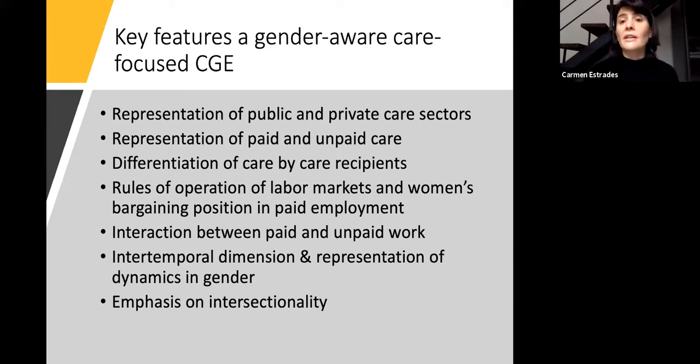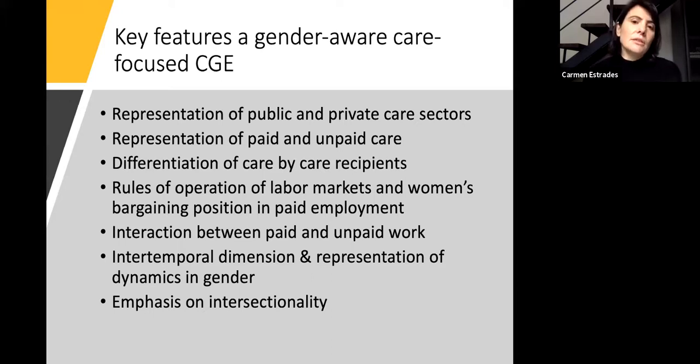Also, a representation of paid and unpaid care services. One thing is the institution that you can send your child to, the schools and the daycare institutions. And another thing is the care work that the mother and the father do inside the house. So we need to account for both the paid sector and the unpaid care sector. Then also differentiating the care work by care recipients. It's not the same type of work: childcare, elder care, also care for other people that might need it, like sick family members or disabled family members. They also require care, and we could also consider them separately.